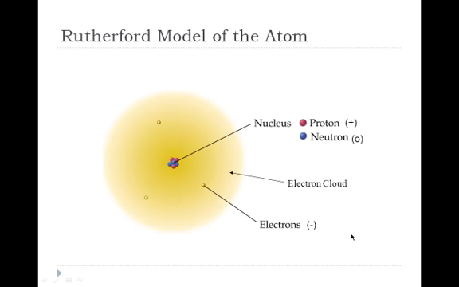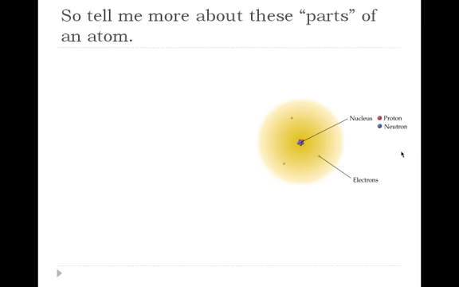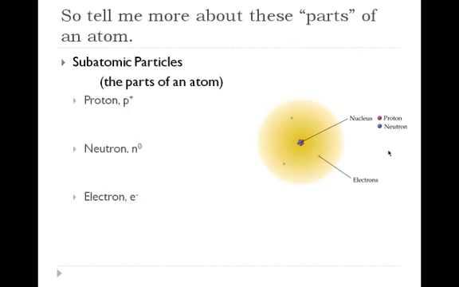All right, well, the model that we're going to be working with in this class is called the Rutherford model of the atom. And it basically is what you learned in middle school. And it's that the center of the atom is called the nucleus and has protons and neutrons. And then on the outside, in this cloud of electrons, are electrons which have negative charges. So let's talk about these parts of an atom. We call these parts subatomic particles. They're the parts of the atom. We have protons, neutrons, and electrons.